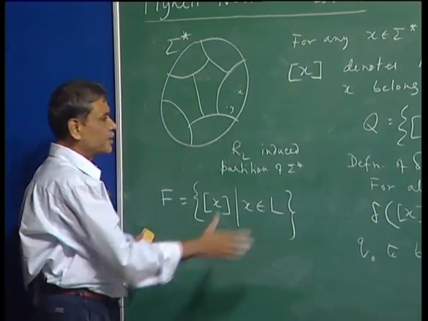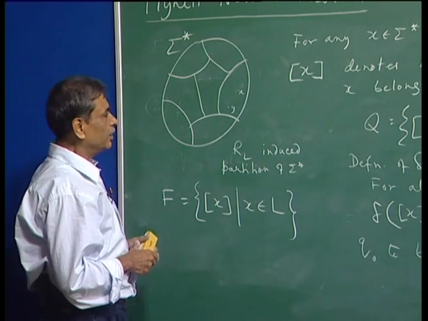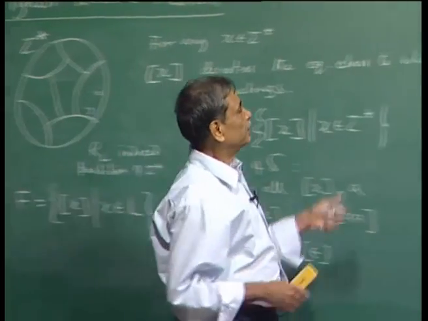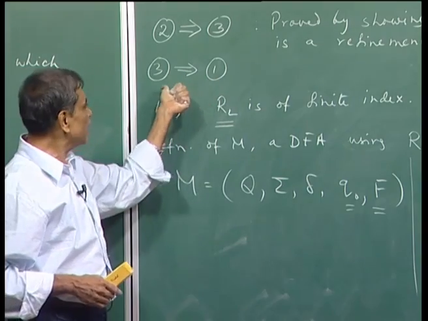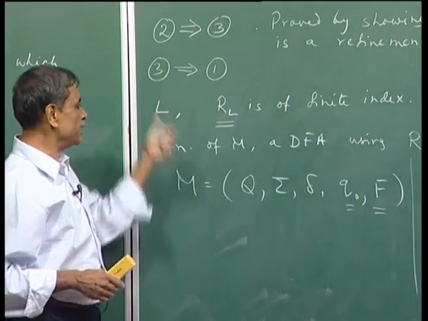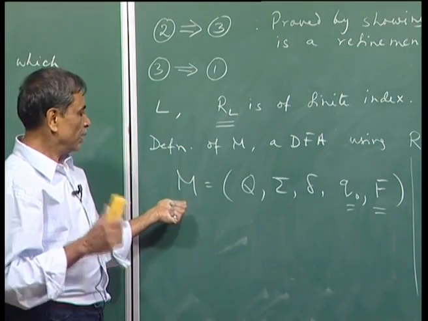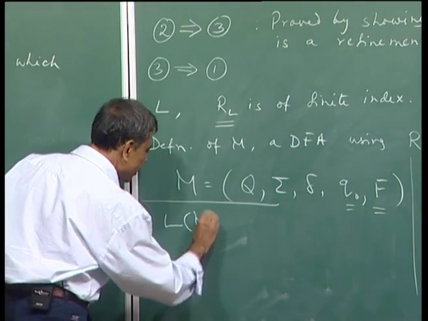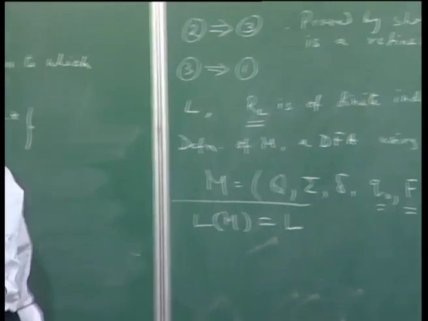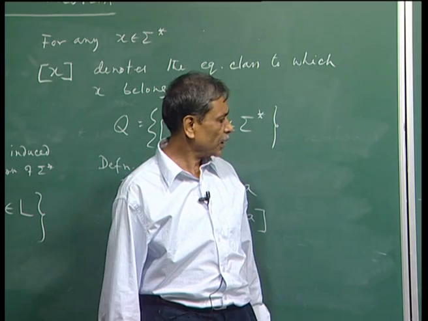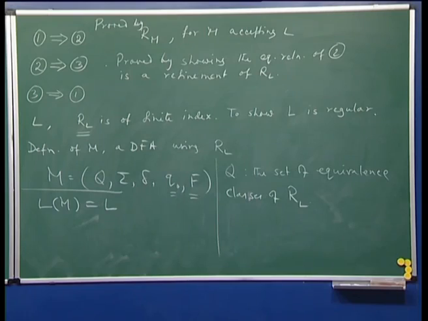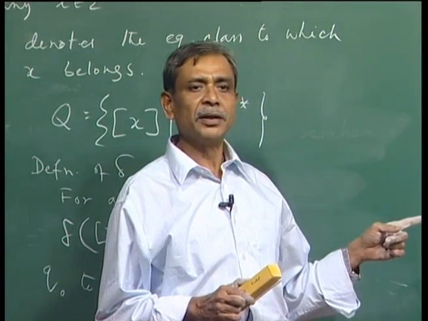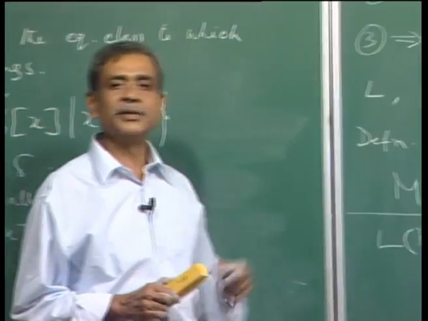First of all, does this machine as we have defined it accept the language L? That is what I need to show, right? We need to show that 3 implies 1. Starting from the definition of RL, I defined this machine M, but ultimately I need to show that the language accepted by this machine M is nothing but the language L. Well, look at it this way. First of all, let me show that if I take a string in the language, then that string will be accepted by this machine M.